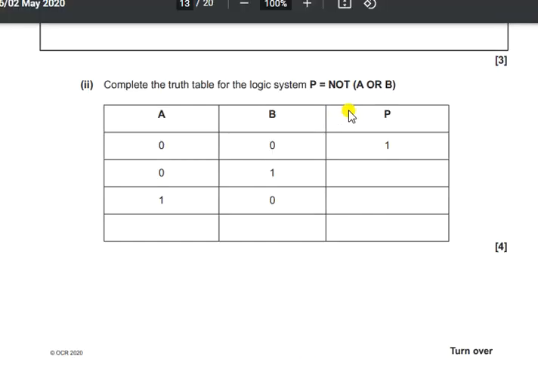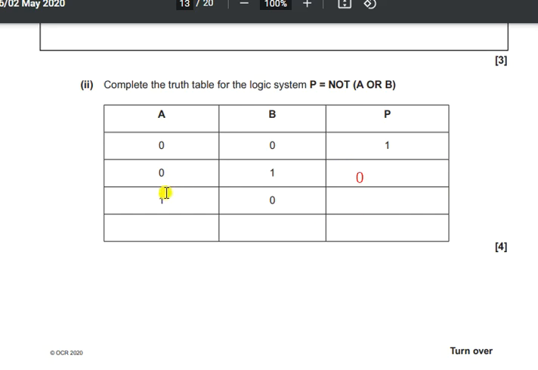Now in the next part they are asking us to write the truth table for not of A or B. Now what will happen if we have A or B? If any one of them is 1, we will get 1 as output. But then we are putting a toggle or a not here. So if the output of A or B is 1, the output for P will be 0. So here we can see this is 0, this is 1. So A or B will give us 1, and then we will apply the not operator. So we are going to get a 0 here.